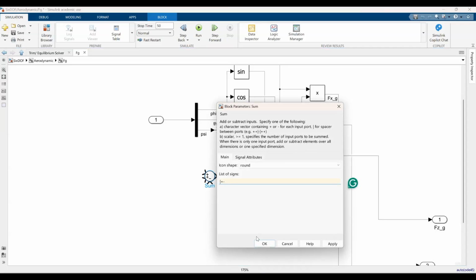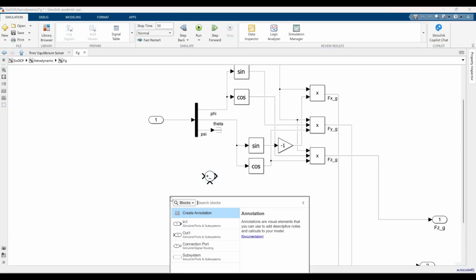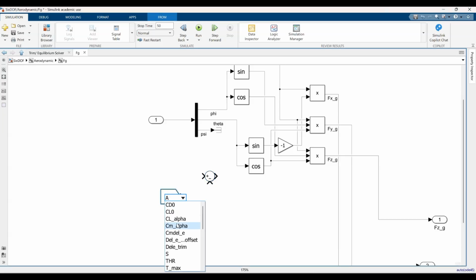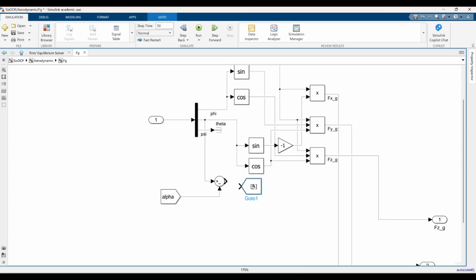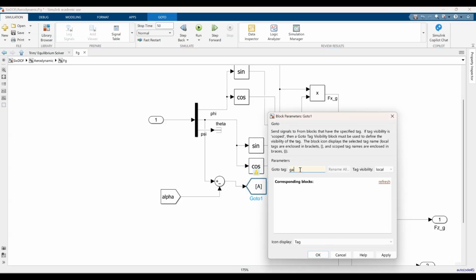So if you do a from block, capture your alpha. This is not the trim alpha, but the regular alpha. And then theta is already available here. So there is that. And this little thing is going to give you gamma, which you can go to capture and call that gamma, or FPA for flight path angle, whatever you like.